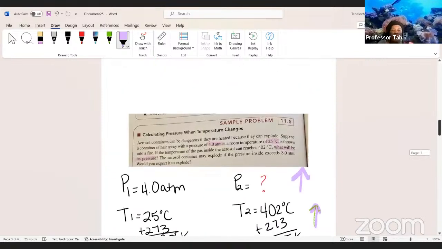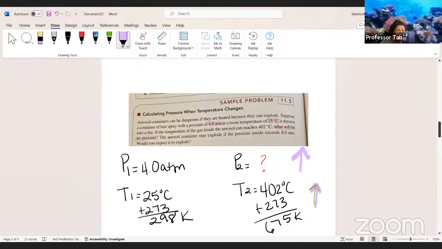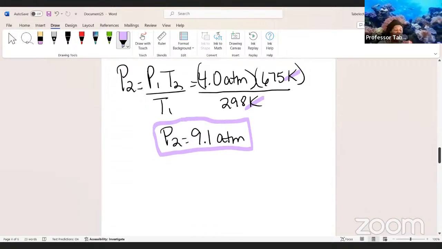Now if we go back to the question, it says the aerosol can may explode if the pressure inside exceeds 8.0 atm. Let me zoom in so you can see that. So my question is, will this can explode based on the calculated results? The answer is yes, because it will explode if the pressure exceeds 8.0 atm, and in this case it exceeded it. So yes, this can will explode.